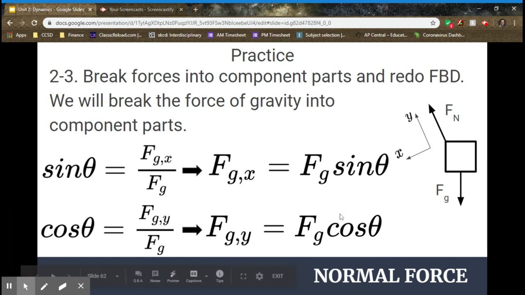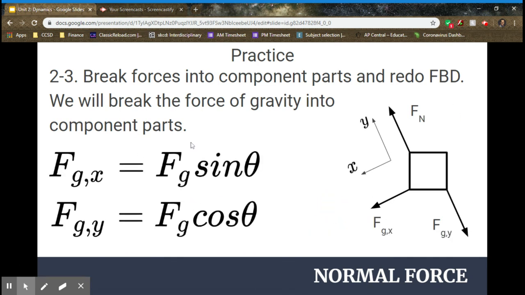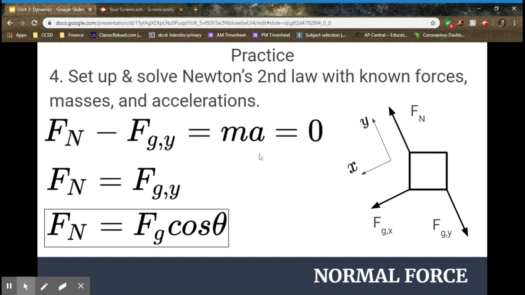So here are my component parts. The x part of this, keep in mind, x is down the ramp now. The x part is this. The y part is this. So I can redraw my force diagram now. I've redrawn it with my x component going in this direction and my y component going in this direction. This is going to make it easier to do Newton's second law, which is the next step. I'm going to set it up.